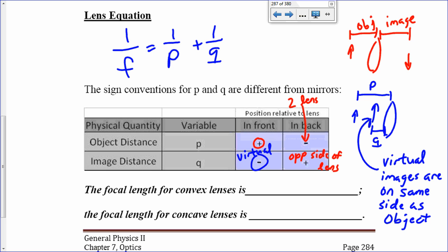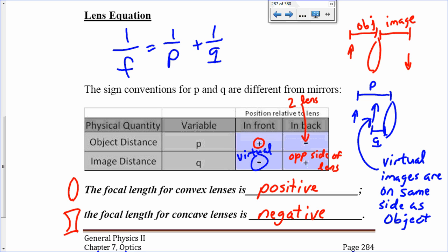One other thing is that the focal length for convex lenses, remember that's this type of lens, is positive. And the focal length for concave lenses, that looks like this, is negative. So this is similar to mirrors. The focal length for concave mirrors was positive. Remember, concave mirrors and convex lenses are similar in the way they treat light. And the focal length for convex mirrors was negative. But remember, a convex mirror, which is a diverging mirror, is similar to a concave lens. So in your mind, try not to get those mixed up, but also it's nice to remember the similarities. A convex lens is similar to a concave mirror, and a concave lens is similar to a convex mirror.